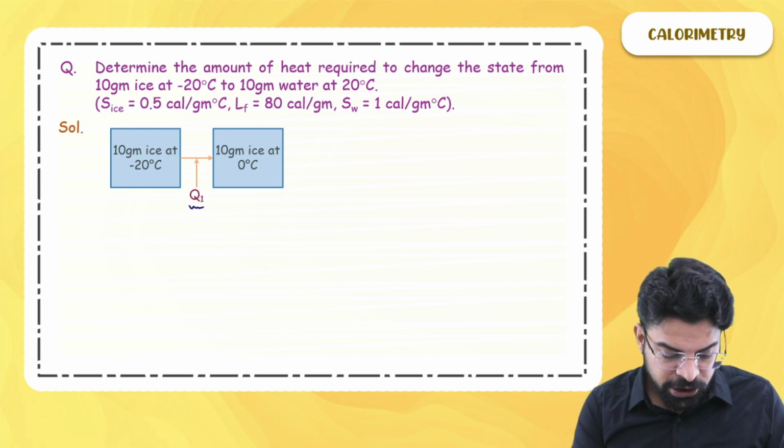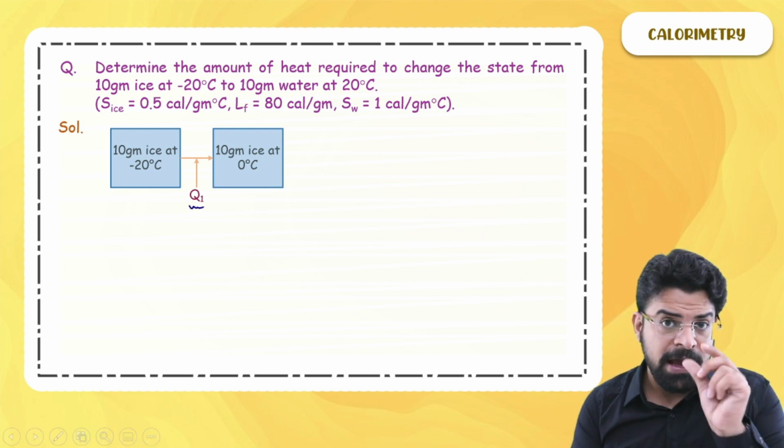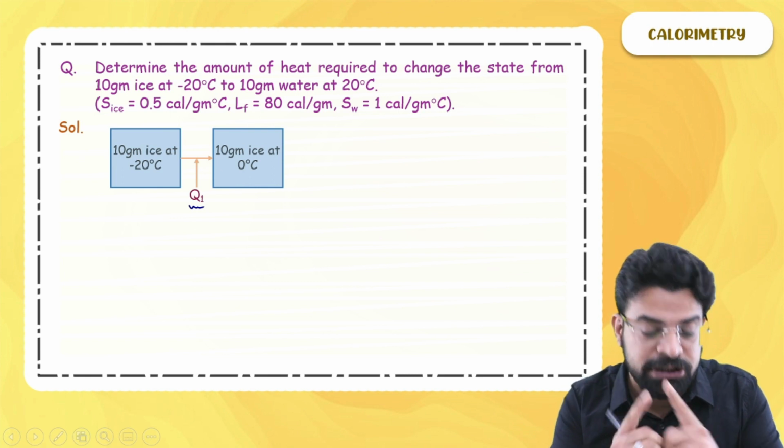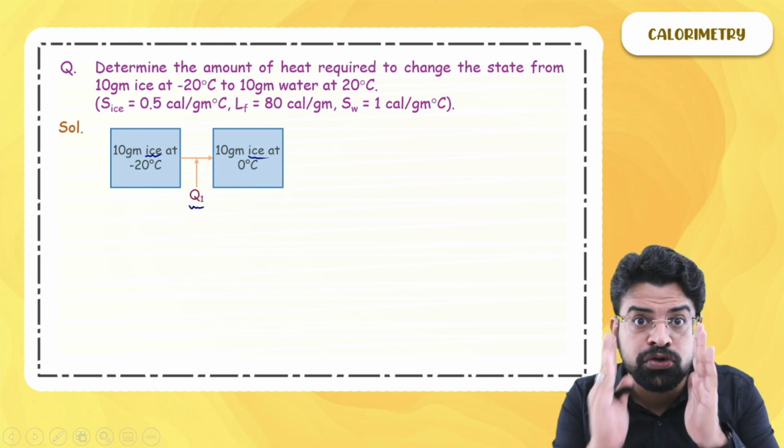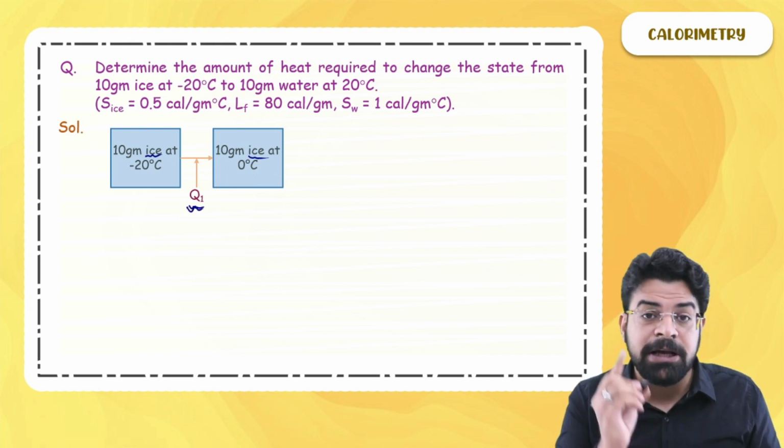Very easy. Q1 has to be equals to m s delta T. Here we are not doing phase change. It is from ice to ice. We are not doing phase change, solid to solid. So the heat provided has to be m s delta T.